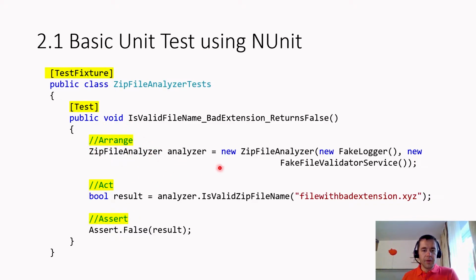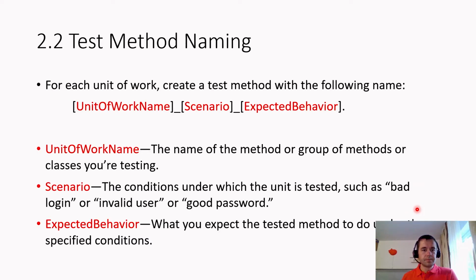So here we initialize these analyzers, the system, then we perform an action on the system under test. We call this method, and we assert the result. We assert that this is not a valid zip file name because .xyz is not a valid zip.